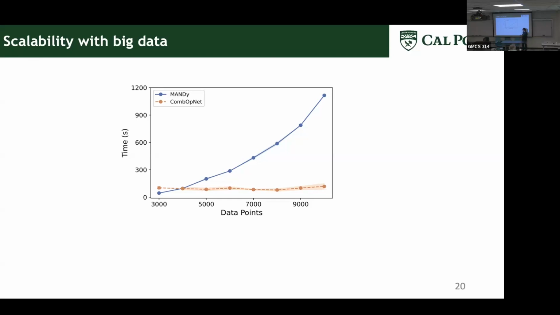What I wanted to illustrate here is, if you work on big data applications, the scalability with the size of the data is very important, and CombOpNet here can maintain somehow constant computational speed. Although this is just a test case, we wanted to draw a comparison between CombOpNet and MANDY here.